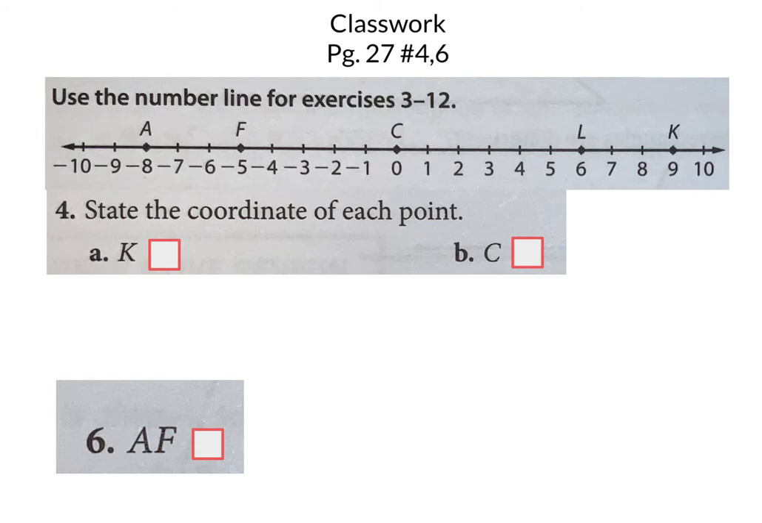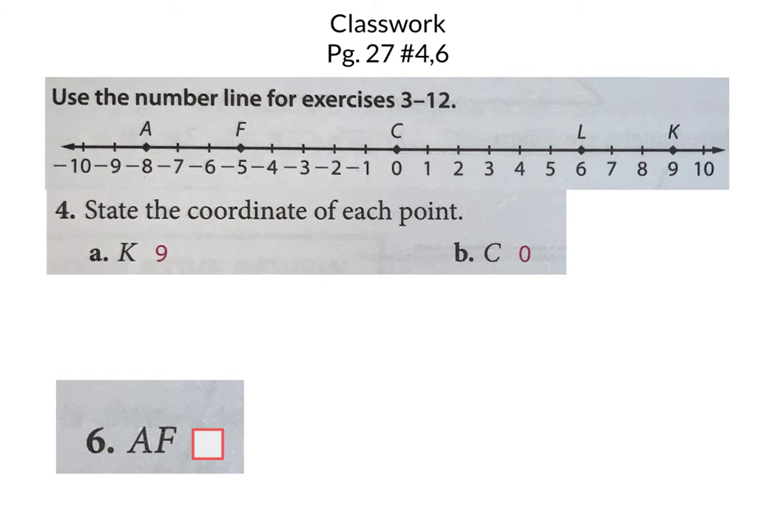Page 27, numbers 4 and 6. 4 has 2 parts there. All right, let's go over these. The first thing they want you to do is just state the coordinate. So the coordinate of K, you would just list 9. Coordinate of K, they just want where it's located on the number line. C then would be 0.